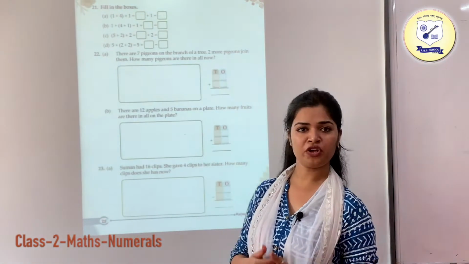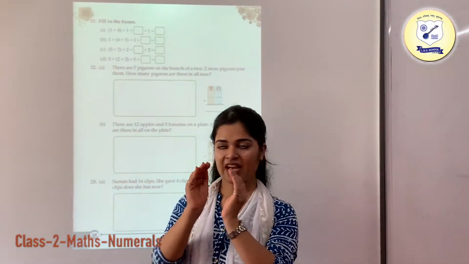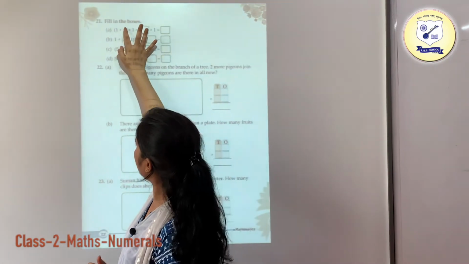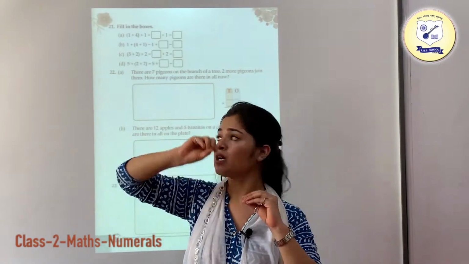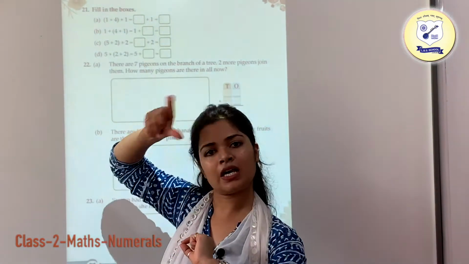So now we are going to move to our next question, which is filling the blanks. What you should do is just solve the bracket first. As you can see that we have some brackets in front of us. For that you just need to solve this bracket first. After that we will add the other number into it.